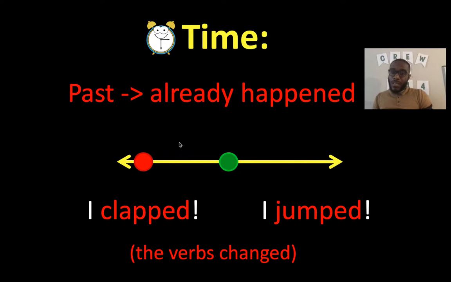So what would we notice about the verbs? They changed. At first, it was just clap and jump. But because the action already happened, we added an ed to it and the verbs changed. It became clapped and jumped.